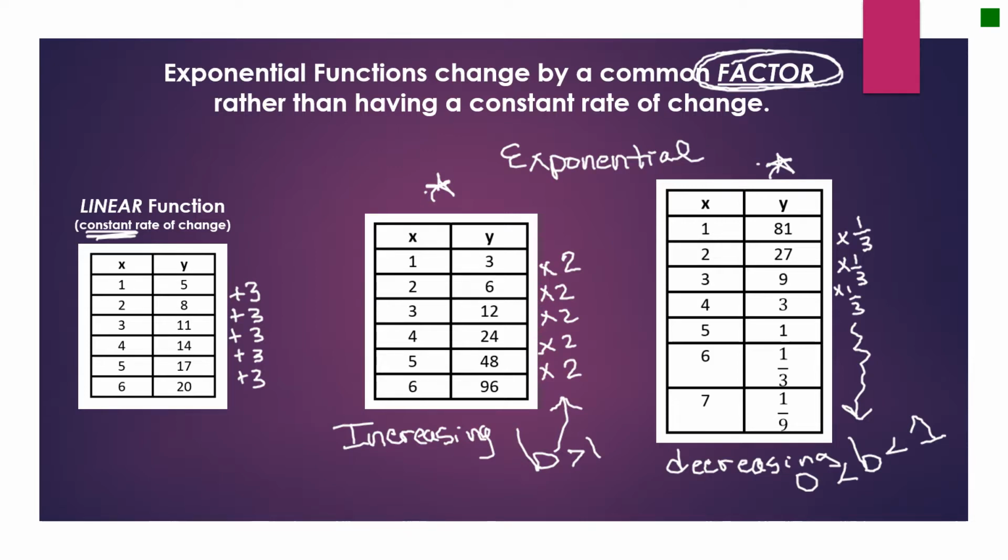it's between 0 and 1. So if B is greater than 1, this function right here is increasing. You can see that as x goes up, y is going up. And this one, where B is between 0 and 1, is decreasing. As x goes up, y is going down. We're going to take a look at both of these functions on the next couple of slides.